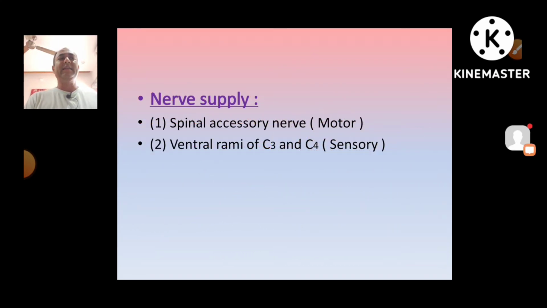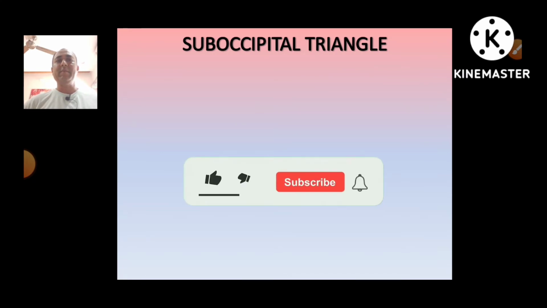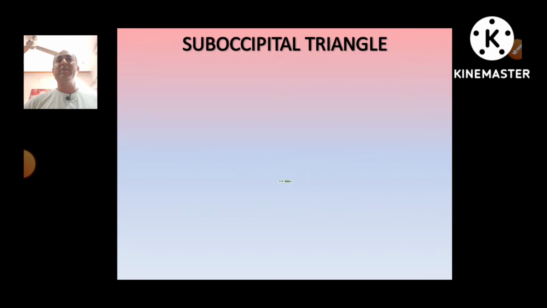Nerve supply: the motor nerve supply is by the spinal accessory nerve, and the sensory nerve supply is by the anterior branch of C3 and C4. So that is all about the trapezius muscle, important for the one-liners as well as the viva. Now the important 5-mark short note, that is the suboccipital triangle.